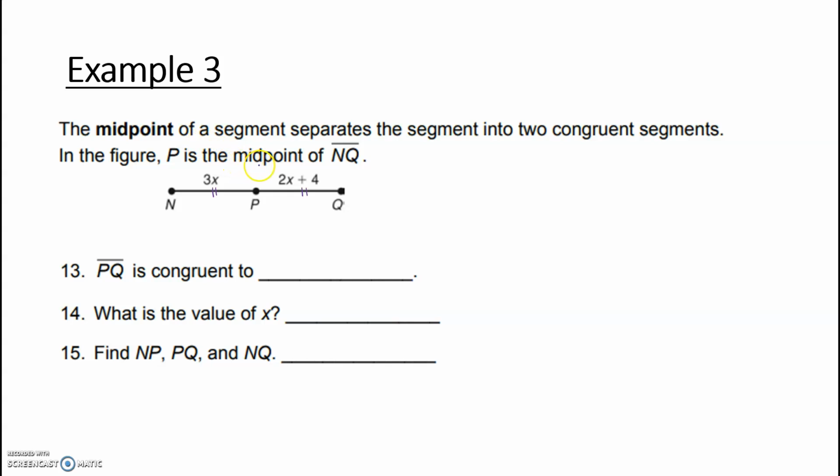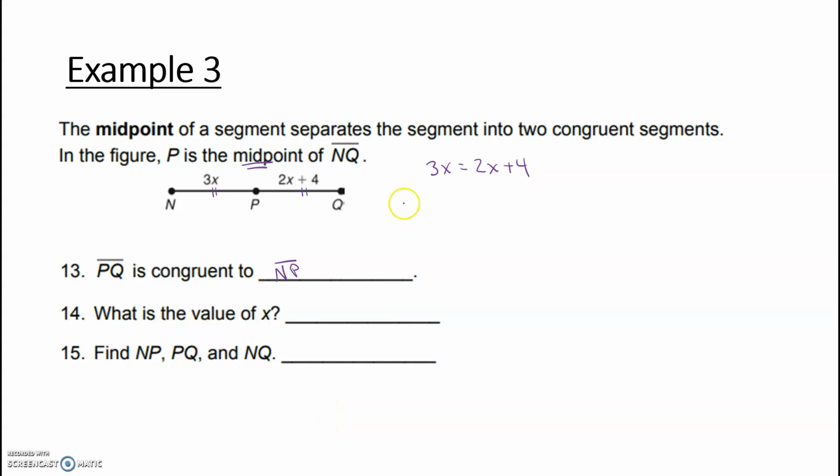So again, because of the word midpoint, I know P is the midpoint. I know these two pieces are equal. So if they're equal in algebra, then we set them equal. So 3x has to equal 2x plus 4. Totally didn't do the question. Number 13, sorry. PQ is congruent to NP. Line segment NP. Or PN. You could have said PN as well.